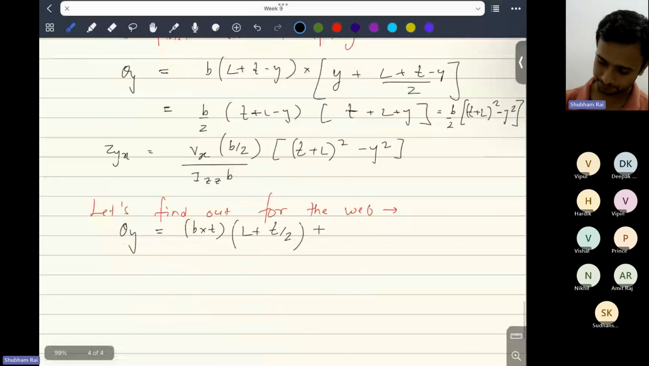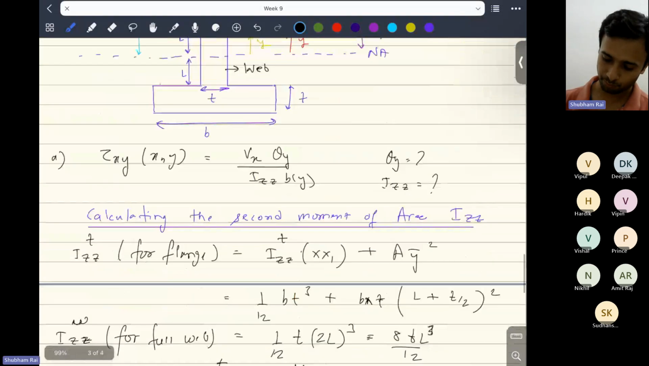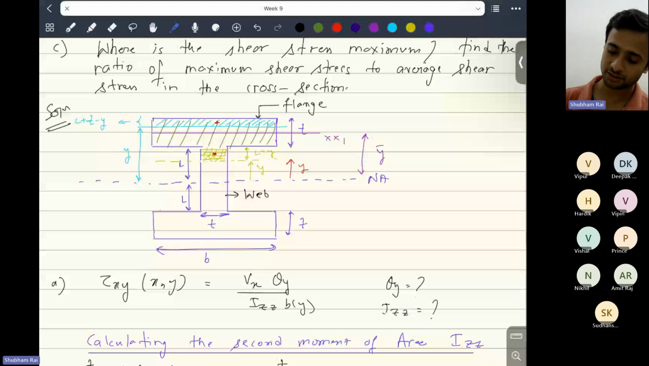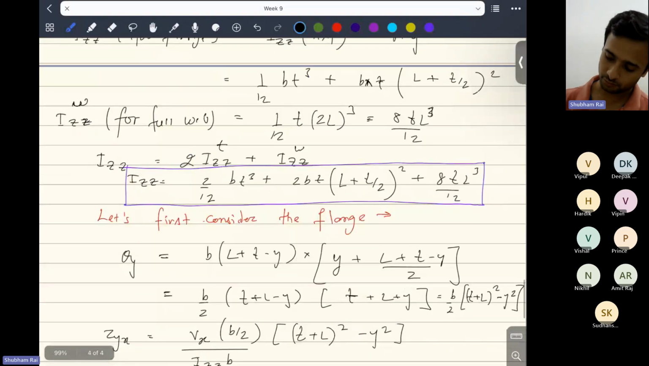This is the area. And what will be the centroid of this web portion? It will be somewhere here at the center, let's say here. So this distance from this Y will be L minus Y by 2, because it will be at half of the length. So the net distance from the neutral axis will be Y plus L minus Y by 2. Let me just write it down here.